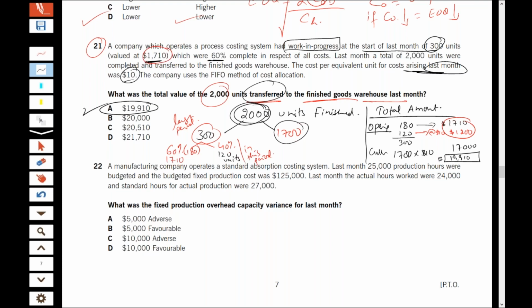Because 300 units were previously completed at 60% at 1710. So naturally the 40% will be completed in this process, whose value is $10. Okay. Is it now fine? 60%, 1710. The amount is already given because the company uses the FIFO method. 120 units at $10 because the remaining 40% will be completed in this particular period. And from 2000 units, 1700 units, obviously this is the current process cost. So we added all the costs. Okay, I've repeated this.